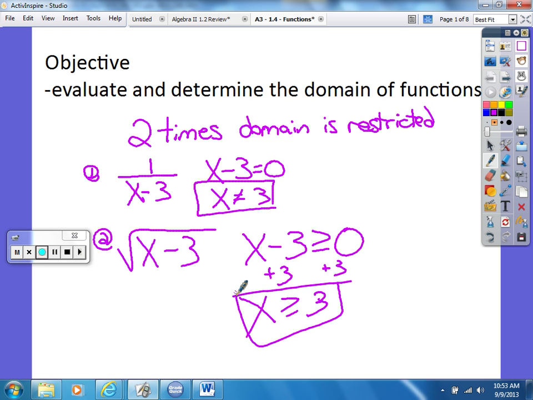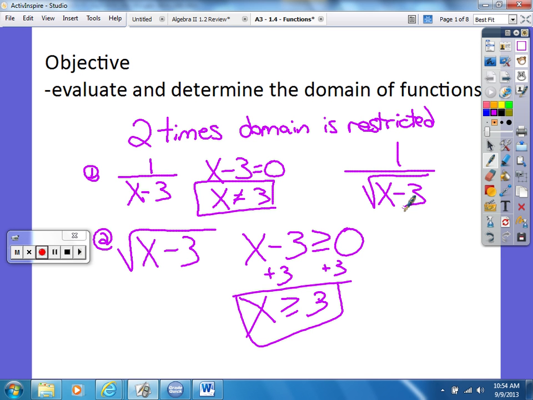So notice when it's a fraction, I tell you what numbers you're not allowed. And when it's a square root, I'll tell you what numbers you're allowed. What if I combine them both up? What if the problem had been this, 1 over the square root of x minus 3? Just trying to combine the 2 together because I don't want you to be confused.